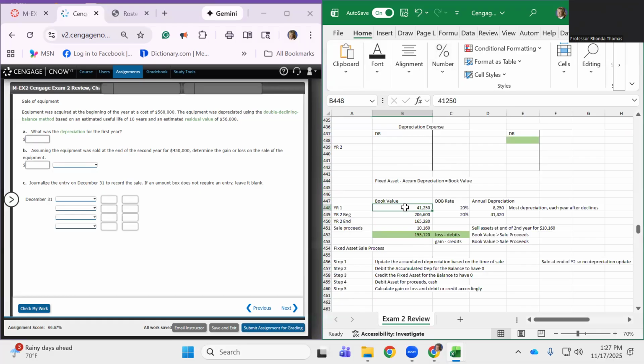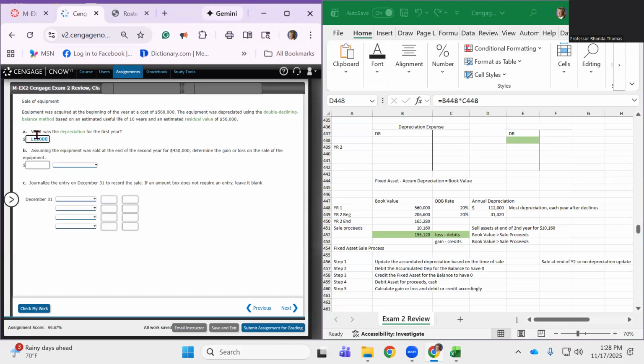All right, so what you do is you put your book value. $560,000 is how much it starts with. You do not subtract the residual value first before you get started with double declining. They'll take care of that later. All we want to know is how much was 20% of that piece of equipment. So I got $112,000. That is the first year of depreciation.